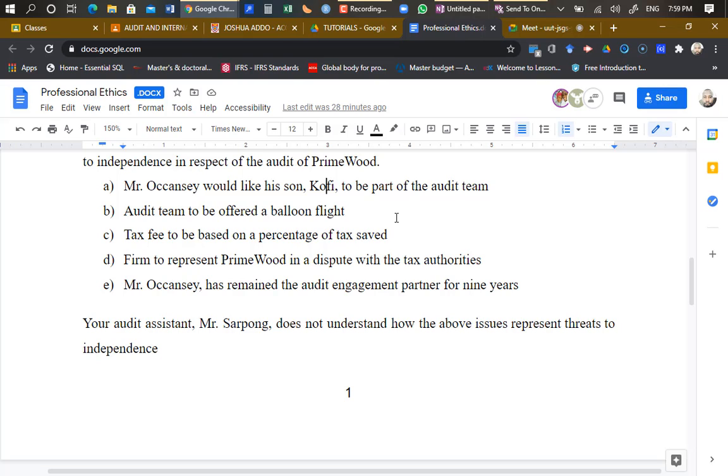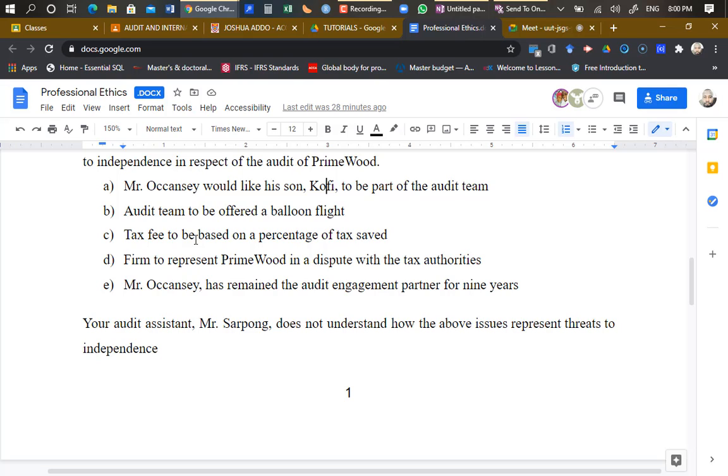Tax fee to be based on a percentage of tax saved is clearly an intimidation threat. I explained to you that apart from physical intimidation, intimidation features as blackmailing. Okay, the money we will pay you, you will have to do this. You will have to save us from paying more tax. Then we give you this. That kind of blackmailing, or tying the auditor's work to what the client wants, is an intimidation threat.